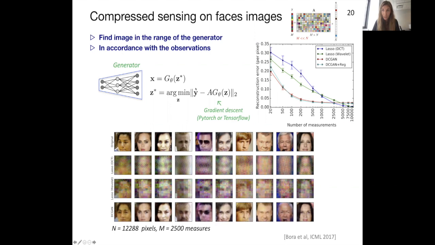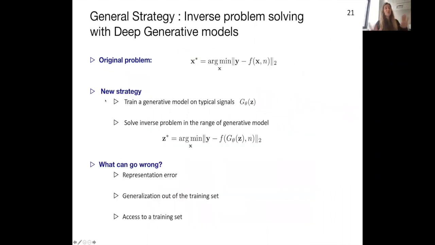Right, but is it possible that the face isn't in the manifold of your system? So yeah, that's what we are going to get to in a few minutes. Oh, okay, all right. Sorry. It's an excellent question. I fully agree.